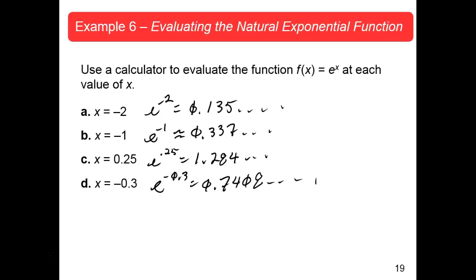Does that make sense too? Well, you saw that e to the minus 2 was a pretty small number. E to the minus 1 is less than 1, but bigger. E to the minus 0.3, you're getting closer to e to the 0, which would be 1. So sure enough, this is getting closer to 1, but still less than 1. Okay? Does that make sense? So you know how to calculate your e's.